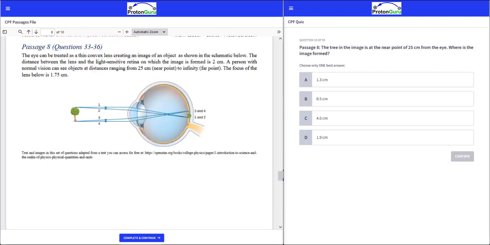Alright, so our next question is about this eye, which is going to be treated as an optical instrument. This is something that's laid out in the MCAT outline as a specific thing you ought to be able to do. And they tell us in this little brief passage various things about the eye. The first question about this optical instrument, number 33, is the tree in the image is 25 centimeters from the eye. Where is the image formed?